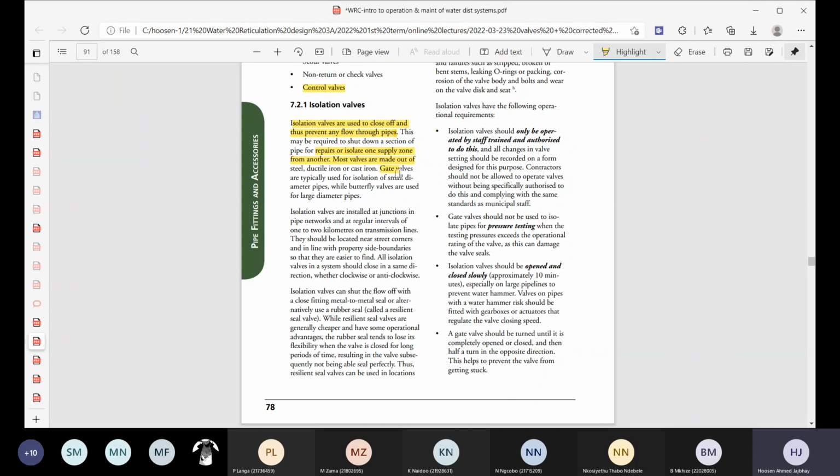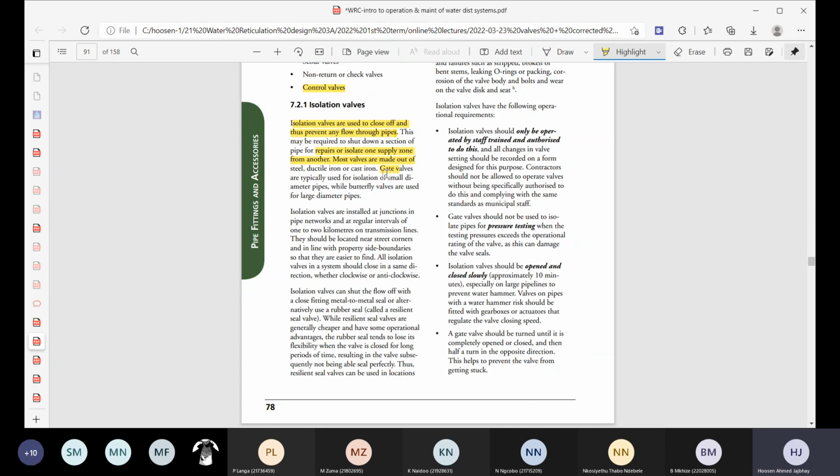Now, a gate valve is a particular type of valve. It has a gate, and when you turn the spindle, which is like the handle of the valve, the gate lifts up. You can turn it in the opposite direction, and the gate closes and shuts off the valve. So that's just one type of valve.